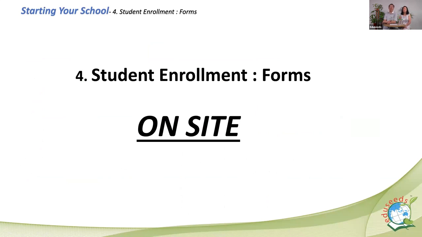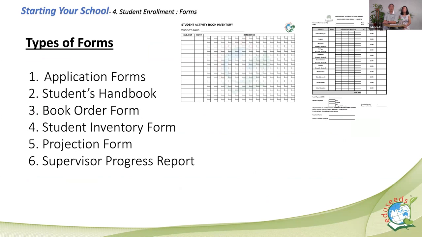When it comes to the enrollment form and all these things, when my guys go there to set up the server, he will run through all the forms with you. I will not be going through the student forms. It's a little bit boring. So the site IT guy and Mr. Chung will be the ones who run through all these student forms with you. These are the types of forms: application form, student handbook, book order form, student inventory, projection form, supervisor progress, and so forth. I'm not going to bore you with all this. Okay?